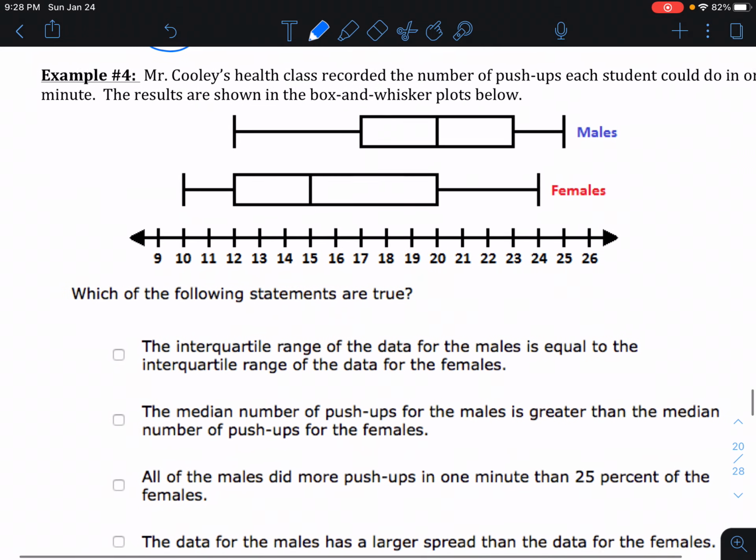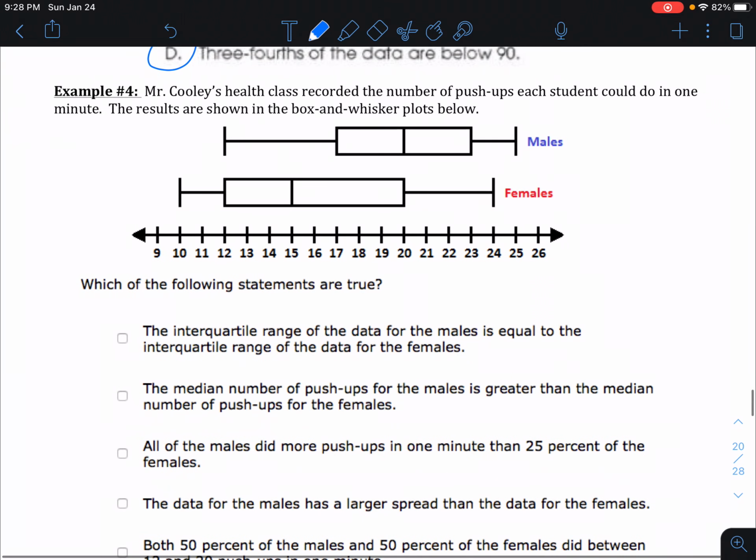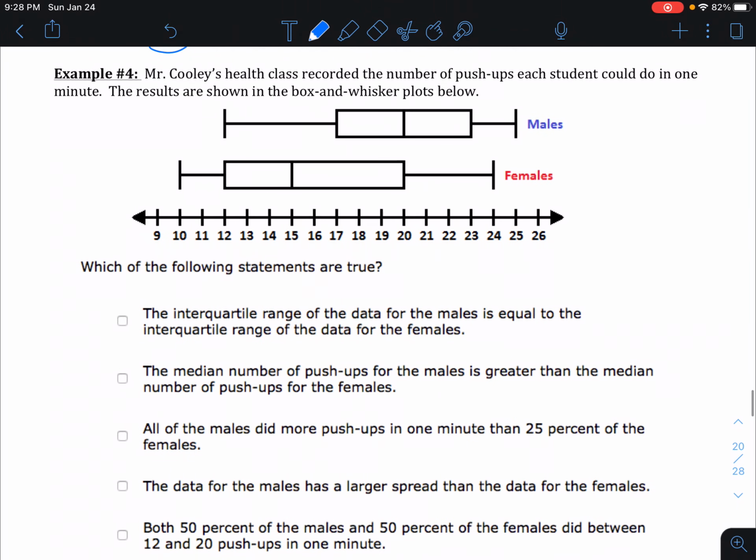Example 4, Mr. Cooley's health class recorded the number of push-ups each student could do in 1 minute. The results are shown in the box and whisker plots below. You can see males on the top and females in the bottom if we were to put that data down. So, which of the following statements are true?